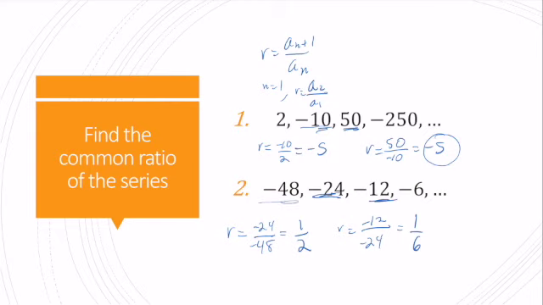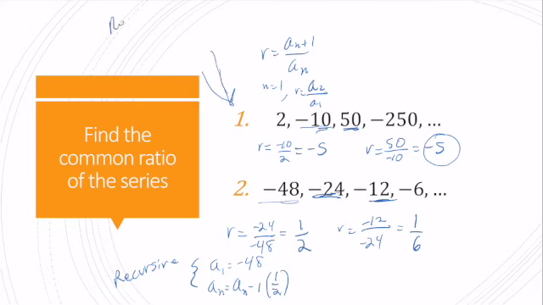So this sequence could be defined as a sub 1 equals negative 48, and then a sub n would equal a sub n minus 1 times 1/2. This is our recursive definition. Same thing for example 1 up here, right? Our recursive definition, just so we get some more practice in, would be: a sub 1 is 2, then a sub n equals a sub n minus 1 times negative 5.